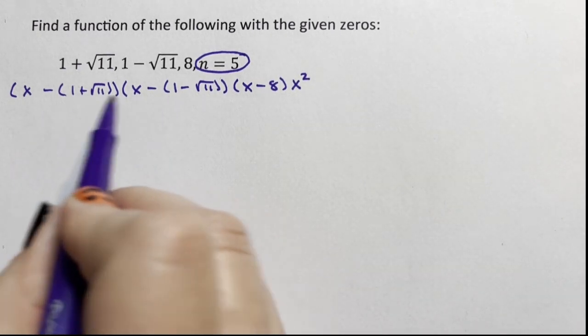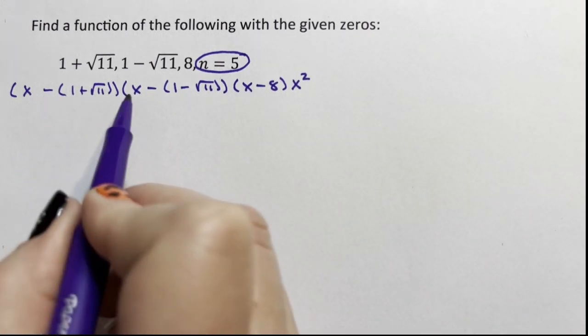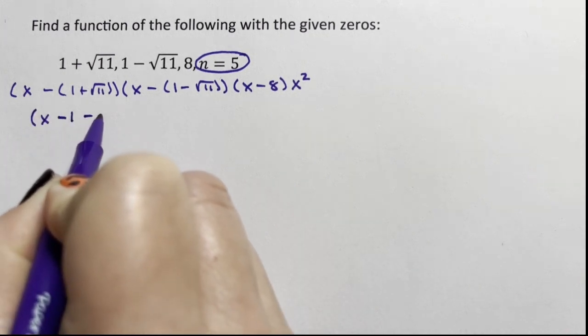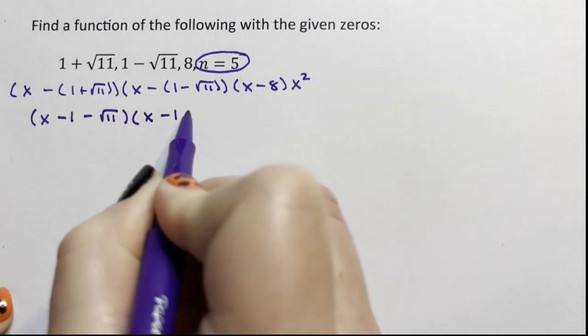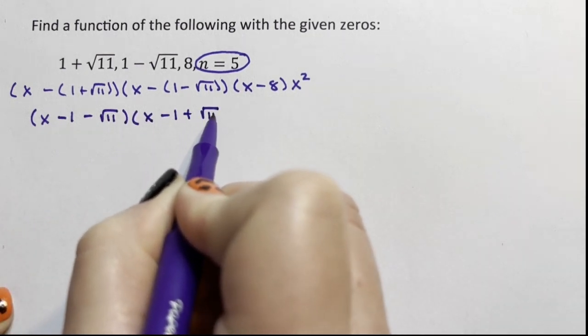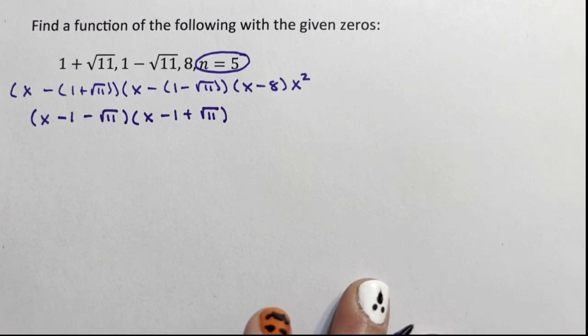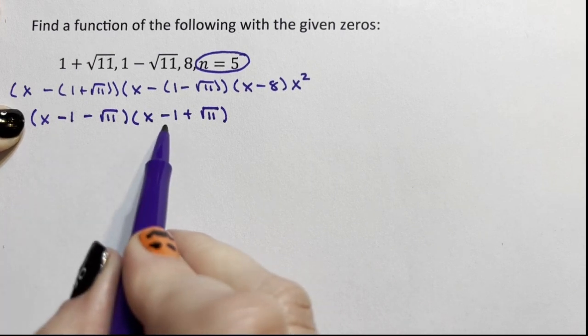So I'm going to look at these first two because these first two are kind of ugly and I need to deal with those first. I'm going to distribute the minuses. So I'm going to have x minus 1 minus root 11, x minus 1 plus root 11. Okay, to clean this up, I am going to use the distributive property with stacking. I'm going to start with this x, and I'm going to distribute it into the next set of parentheses.